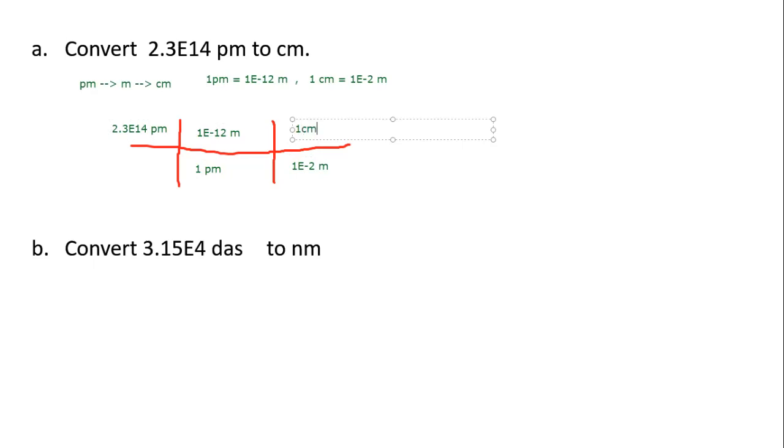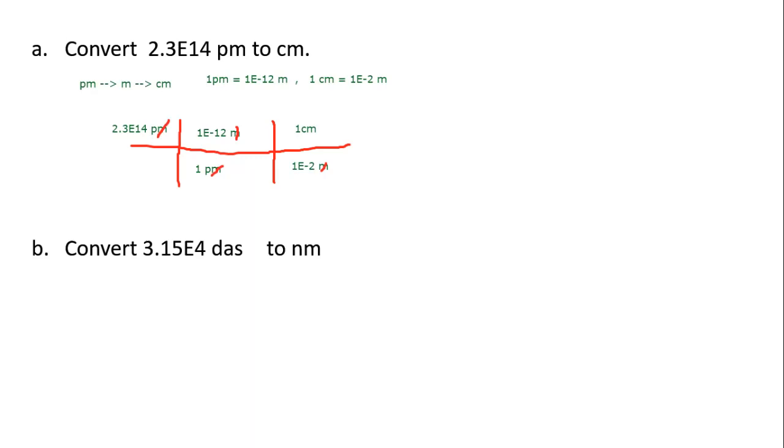And if you did it right, everything should cancel except centimeters. So the picometers cancel and the meters cancel. Before we do the operation, one thing you should look at is we're going from picometer to centimeter. And pico is smaller than centi, so since we're going from a small metric prefix to a large metric prefix, our exponent power should decrease. So when we get the final number, the exponent power should be less than 14 if we did it correctly.